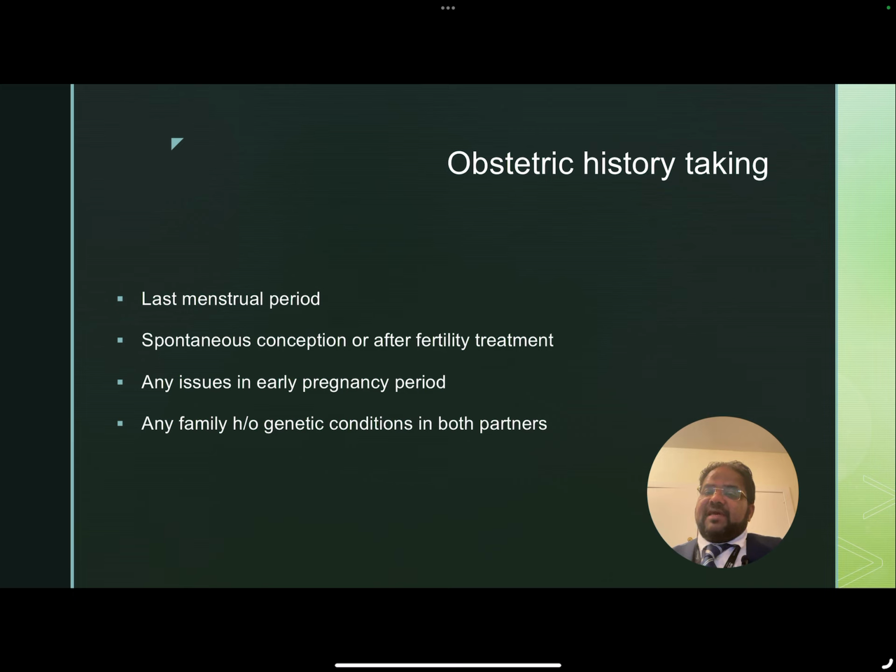You'll always check the last menstrual period. Always check if she conceived naturally or after fertility treatment, again because that has a bearing on their management. Ask about any issues in the early pregnancy period, and any family history of genetic conditions in both partners.